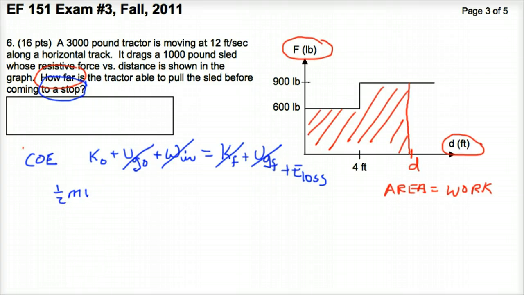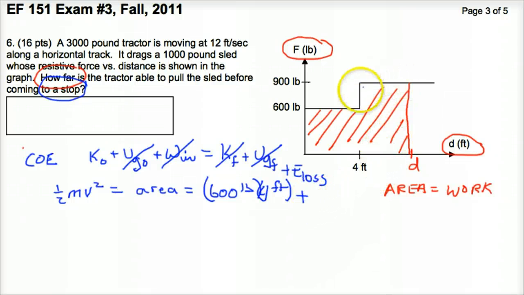1/2 mass velocity squared is equal to the area. Okay, and we're going to calculate the area as this area, 600 pounds times 4 feet, plus, okay, in this area. So that's going to be 900 pounds times D minus 4 feet.